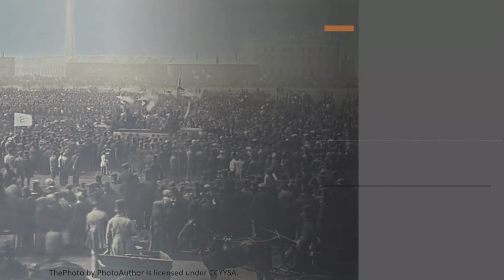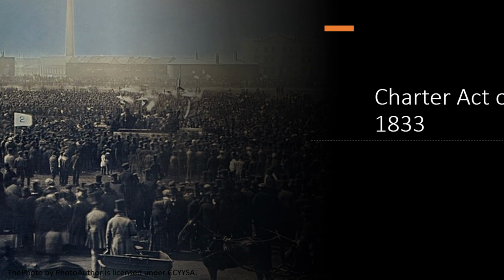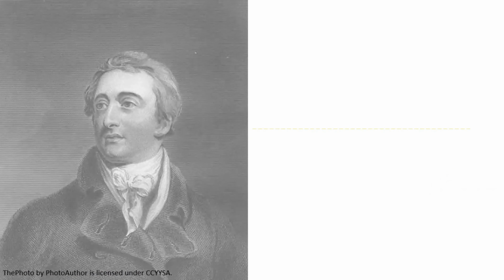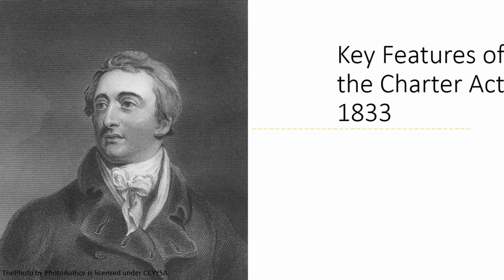Charter Act of 1833. The Charter Act of 1833 aimed to centralize administration and create a uniform system of governance. It made the Governor-General of Bengal the Governor-General of India. Key features of the Charter Act of 1833.